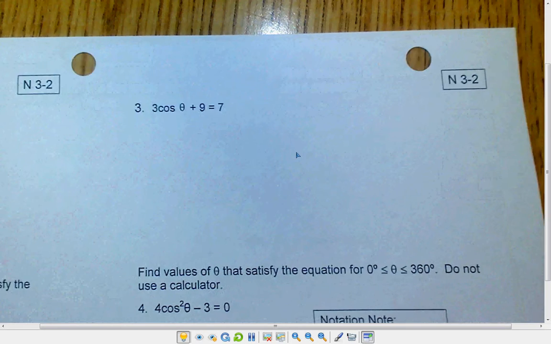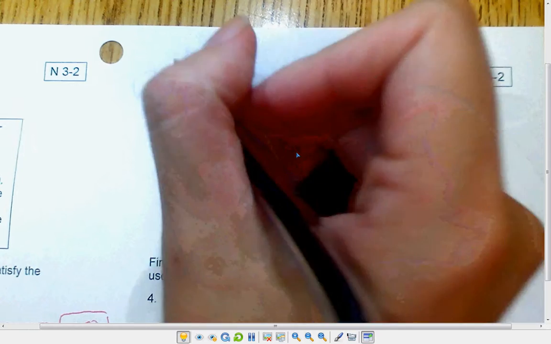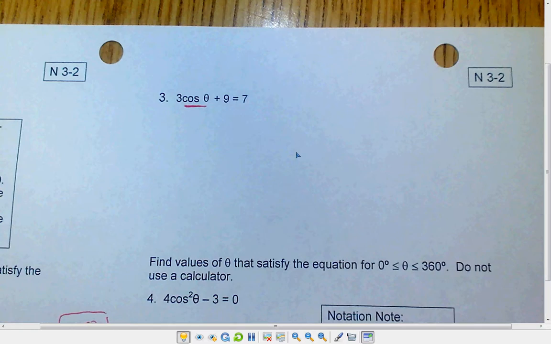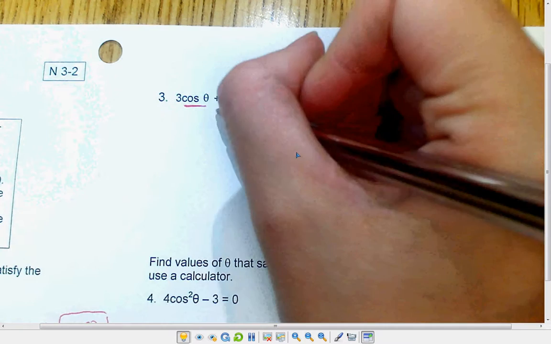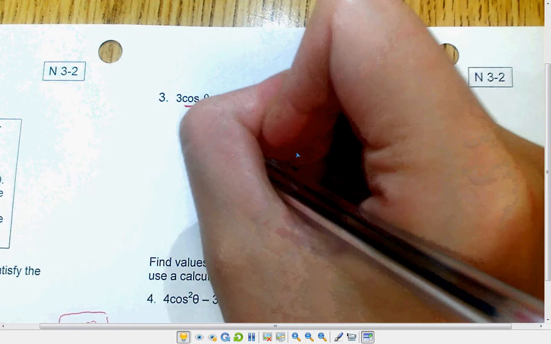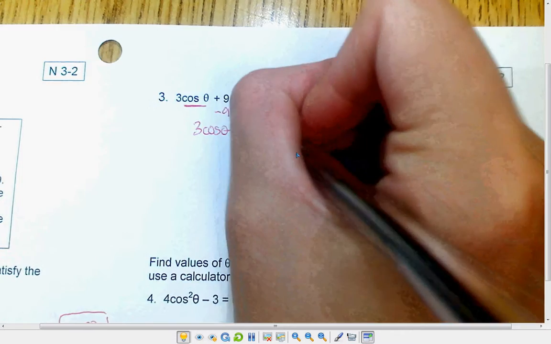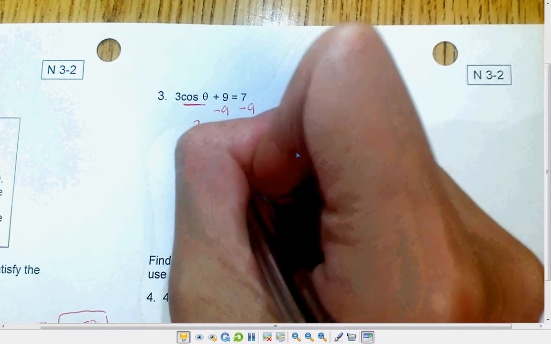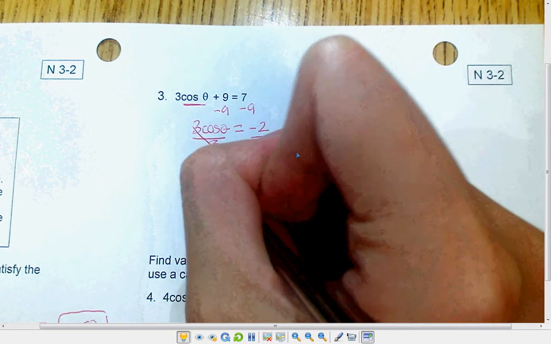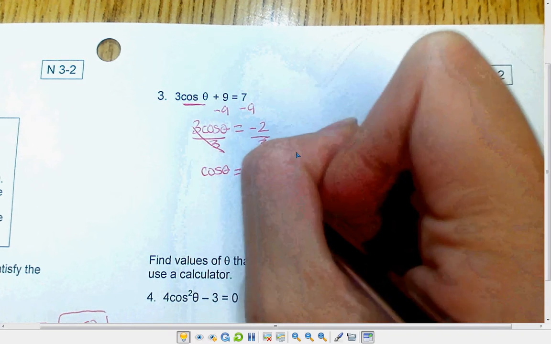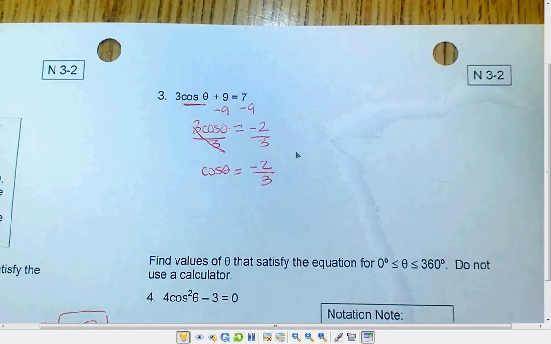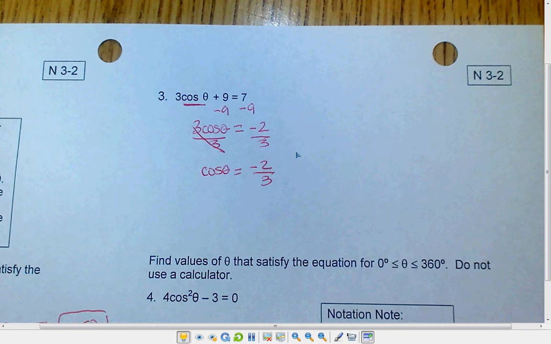Okay, let's go up to number 3. So again, your first step is to get the trig function by itself. So we're trying to get cosine by itself. We're going to first subtract 9 from both sides. 7 minus 9 leaves you with negative 2. Divide by 3. And cosine is negative 2/3.